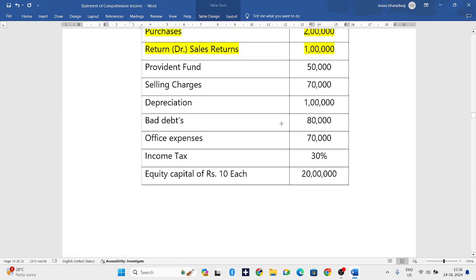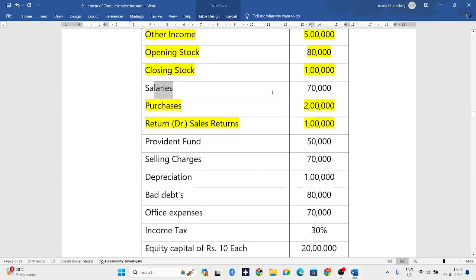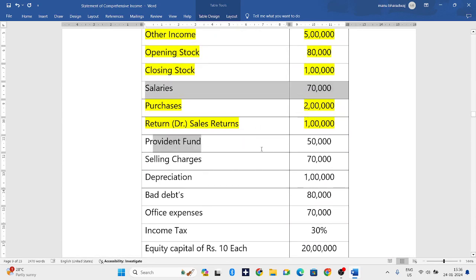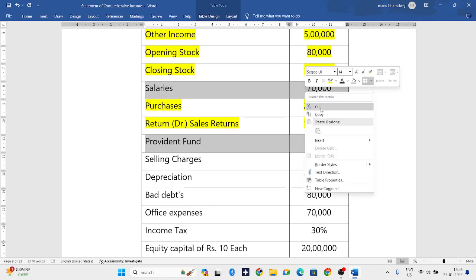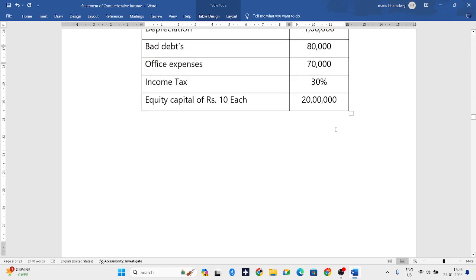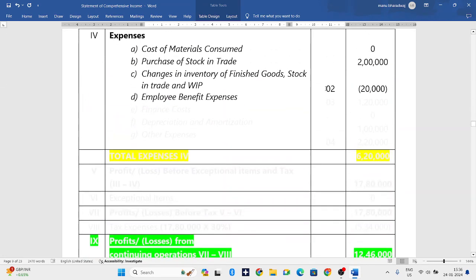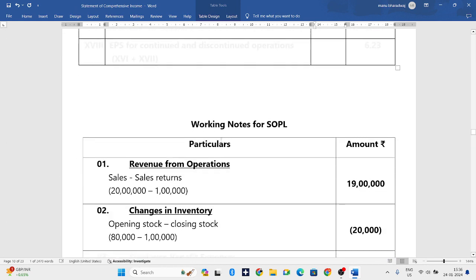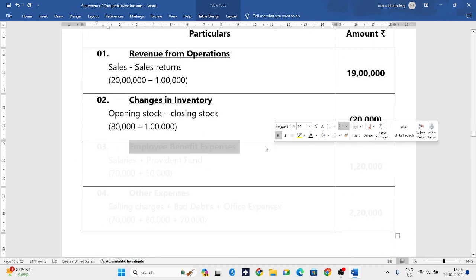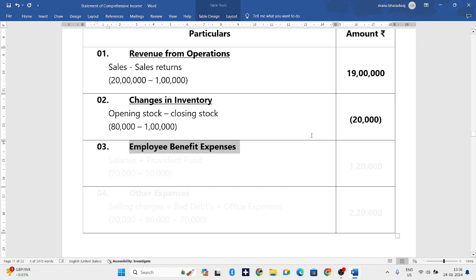The next expenses are employee benefit expenses. So let us check the question. Okay, we have salaries, we have provident fund. So there are two expenses. When there are two items, we have to open a working note. So working note number 3, we will be writing employee benefit expenses.